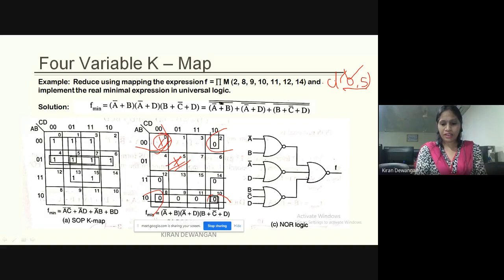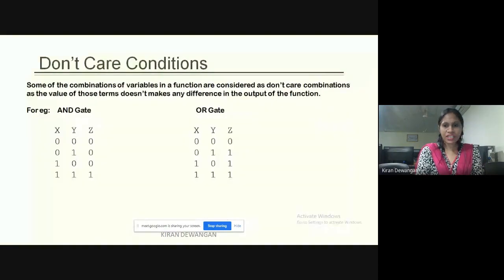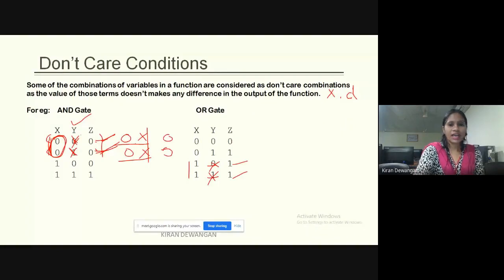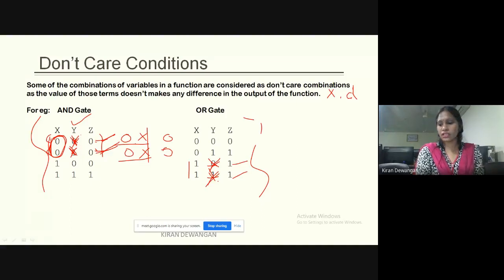Clear? Is the concept of don't care clear to everyone? Yes? Reply first if it is clear or not. It's clear, right? Everyone? Here, as we have seen in the case of AND gates and the OR gates, that these combinations are don't care. At whatever we give, that will not make any difference in the output.